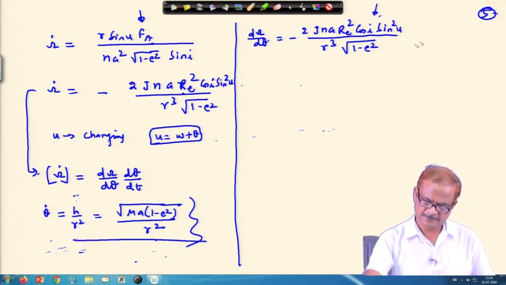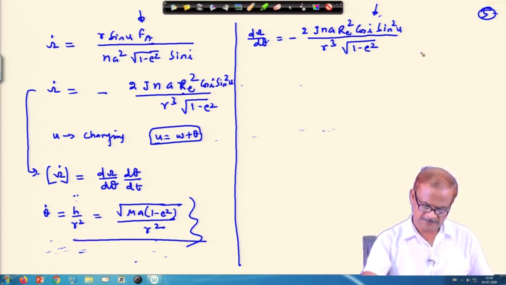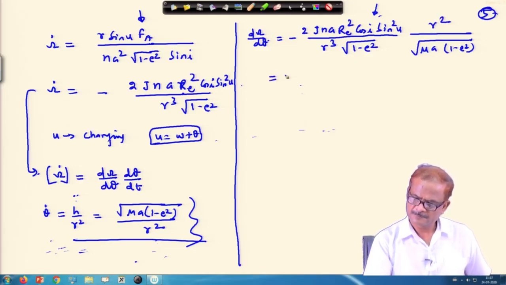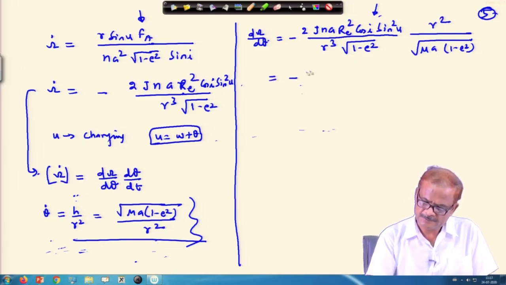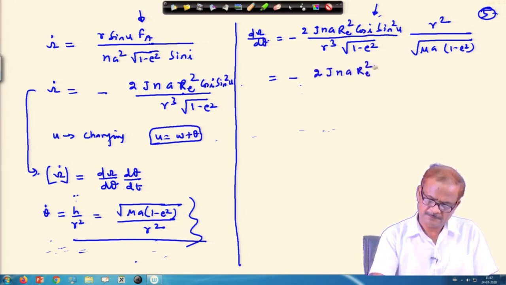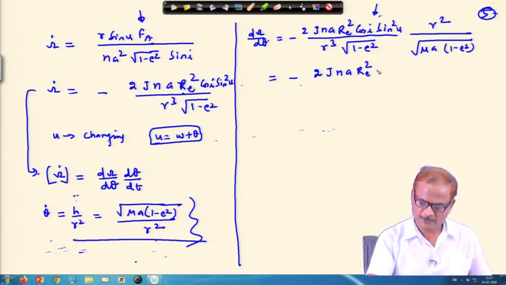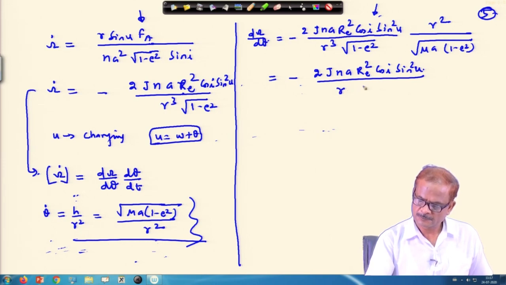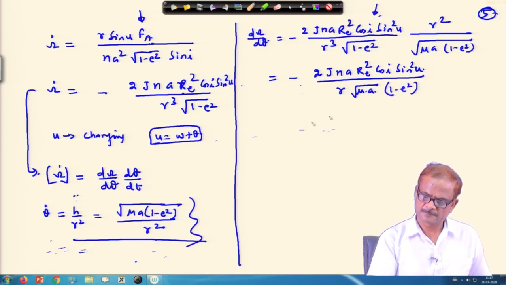So theta dot is here. If we divide by it, this will be root of mu a times 1 minus e square, multiplied by r square. Now we will reduce this, so this is minus 2 J2 n a R e square sin square u, r times root of mu a times 1 minus e square.